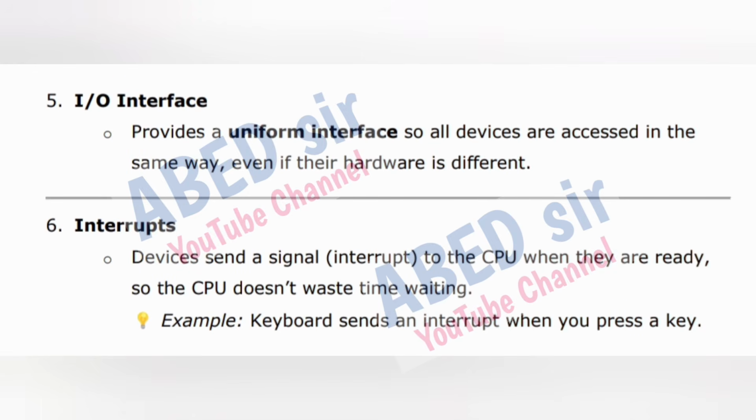5. I/O interface. Provides a uniform interface so all devices are accessed in the same way even if their hardware is different. 6. Interrupts. Devices send a signal, interrupt, to the CPU when they are ready, so the CPU doesn't waste time waiting. Example, keyboard sends an interrupt when you press a key.